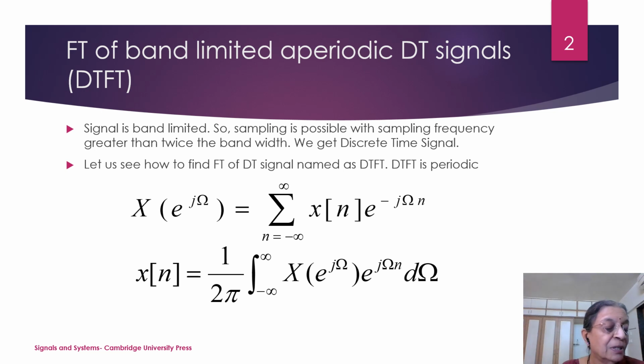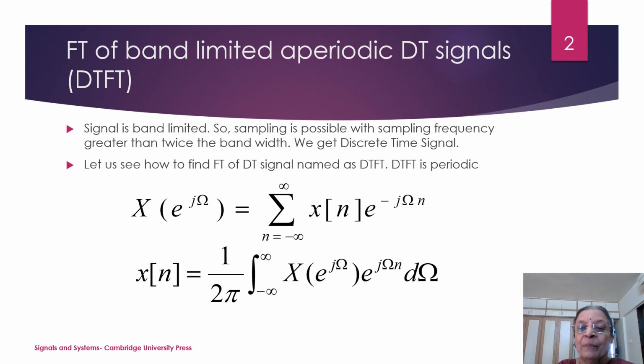So how are the DT signals? They are discrete in time, meaning the time axis is digitized. So there are some samples of the discrete time signal. Now this particular DT signal can be periodic, it can also be an aperiodic signal. If the signal is aperiodic, its energy will be band limited, and because its energy is band limited, it can be easily sampled with sampling frequency greater than or equal to twice the bandwidth. So here we get what is called a discrete time signal.